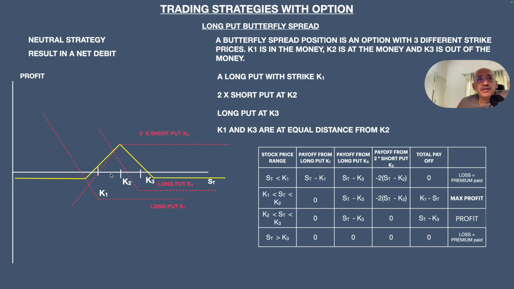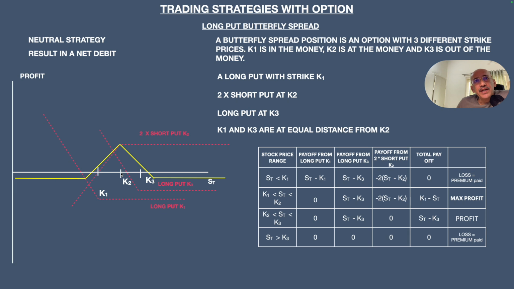That's what this diagram is trying to tell you. If the price stays close to K2, you will get into profit. That profit is because of the long put K3, and since the price is very near to K2, the price may not have moved much in the short puts, and hence this will result in a mild profit at the time of expiration.